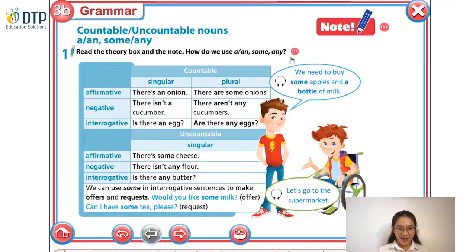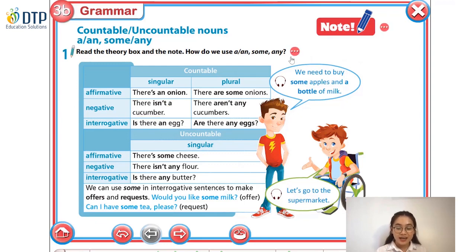Một quả táo mình nói là an apple, very good. Một củ hành, an onion, good. Một quả trứng thì gì nào, come on. An egg, good job. And một quả dưa chuột thì mình sẽ bảo là okay, good job. So we have a cucumber, very good.